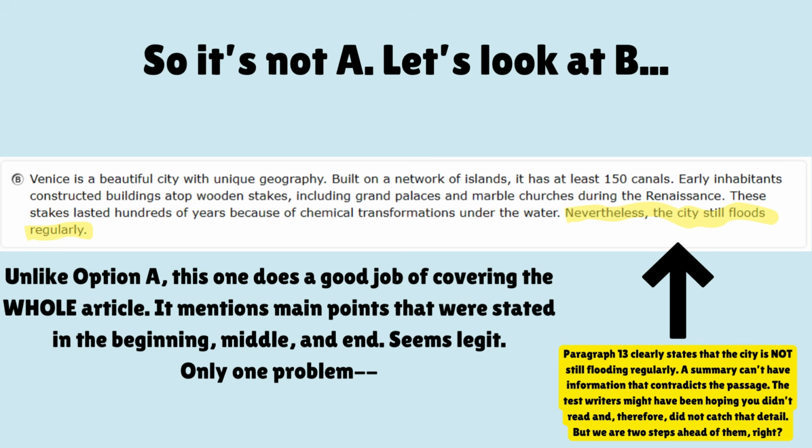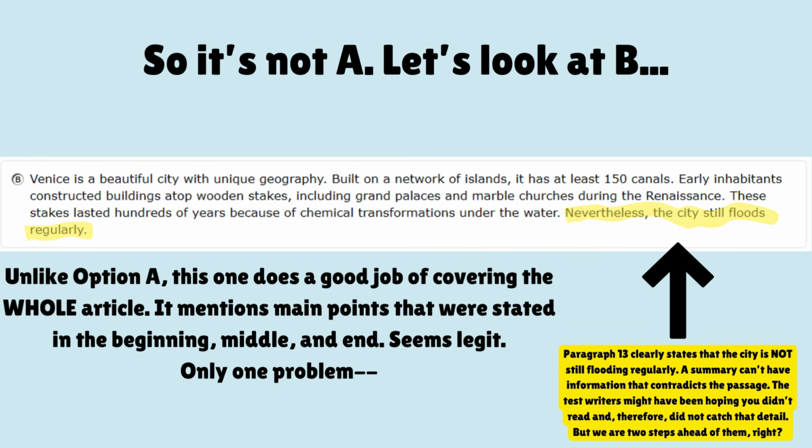Okay, so unlike option A, which hyperfixated on the artwork part of the article, which is only a small part, this one does a good job of covering the whole article. It mentions the main points that we're stating in the beginning, middle, and end. Seems legit. One problem: that last line. Paragraph 13 clearly states that the city is not still flooding regularly. And a summary can't have information that contradicts the passage. The test writers might have been hoping you didn't read and therefore didn't catch that detail, or maybe they were hoping that you rushed through the answer choices and didn't catch that little tidbit.